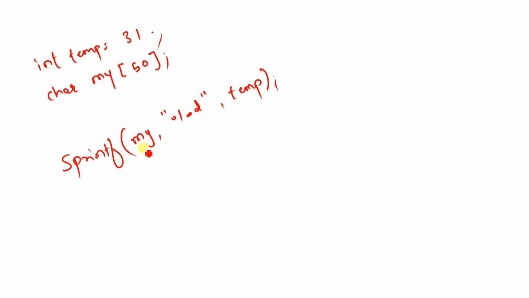Now, in C programming on the desktop, sprintf has less significance. Why? Because we already have the printf function on the desktop. So printf can do this for us. But in the embedded domain, this sprintf is very helpful. And let's see an example of it.